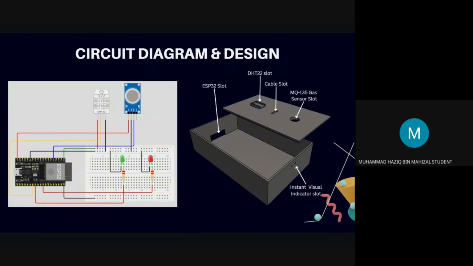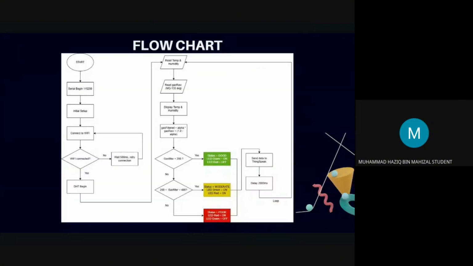The components that we use for this project are the ESP32, which has Wi-Fi connection so it is very essential for an IoT project. For the sensors, we use two: the DHT22 for temperature and humidity detection, and for gas, the MQ135. For the visual warning, we use two LEDs that indicate the air quality, the green color and the red color. These are the flowchart.